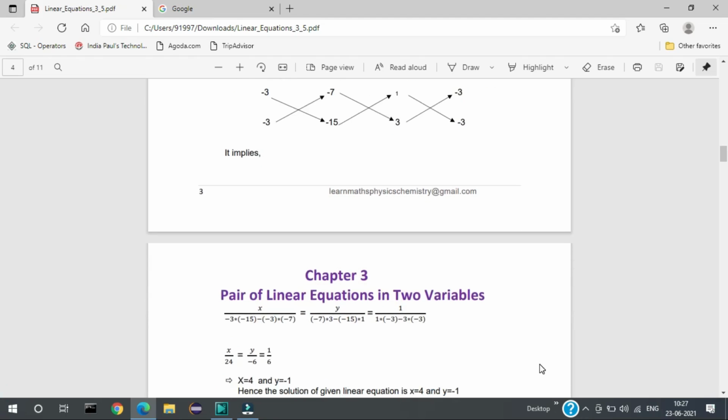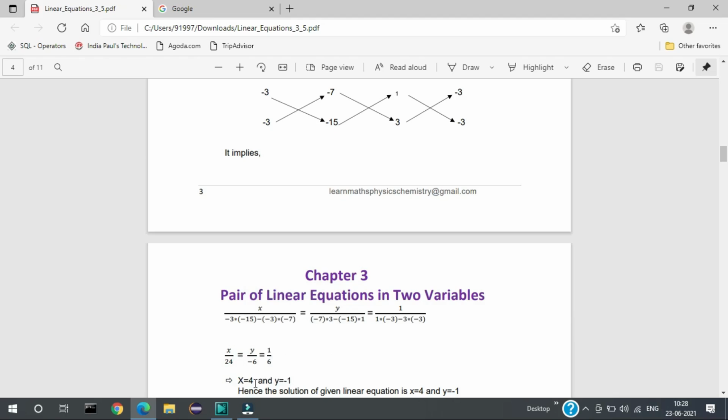So x by 3 into minus 15 minus minus 3 into minus 7, that implies y by minus 7 into 3 minus minus 15 into 1 equals to 1 by 1 into minus 3 minus 3 into minus 3. So x by 24 equals to y by minus 6 equals to 1 by 6.